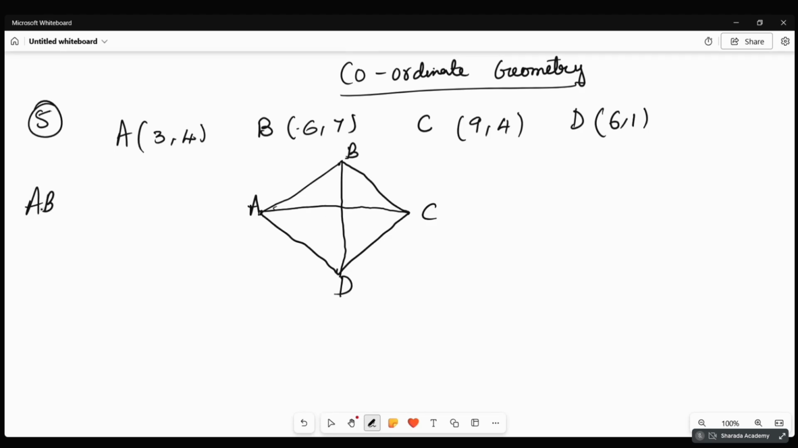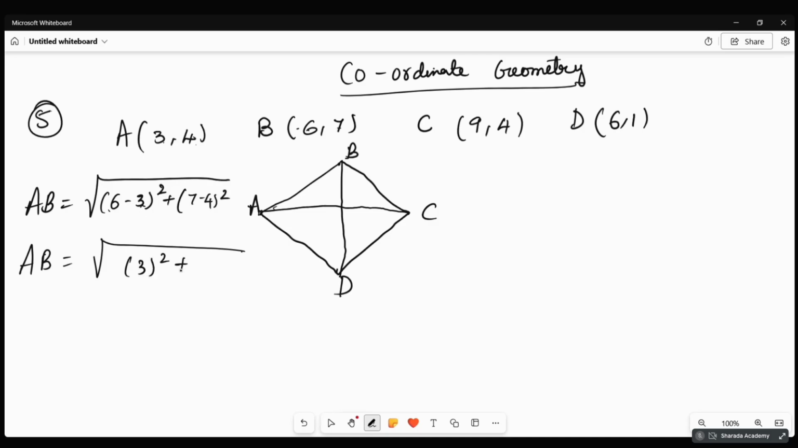What is AB equal to? AB is equal to root of (6 minus 3) whole square plus (7 minus 4) whole square. 6 minus 3 is 3, 3 square plus 3 square. So AB is equal to root of 3 square is 9, 9 plus 9, 18. You will get 3 root 2, no? Correct.